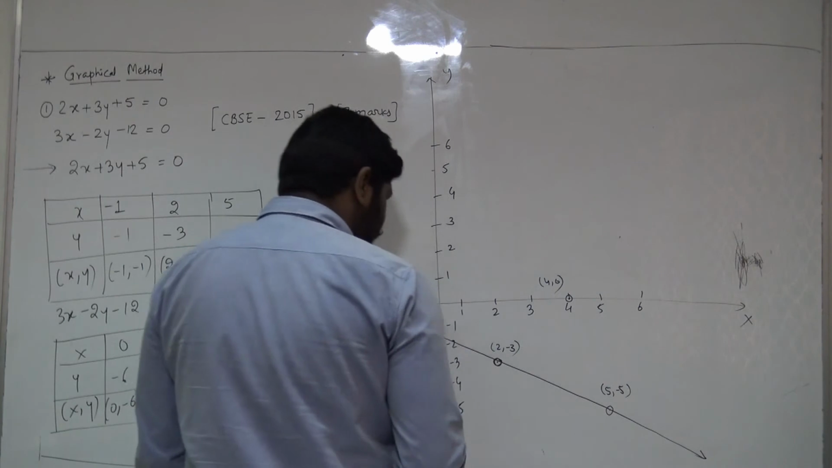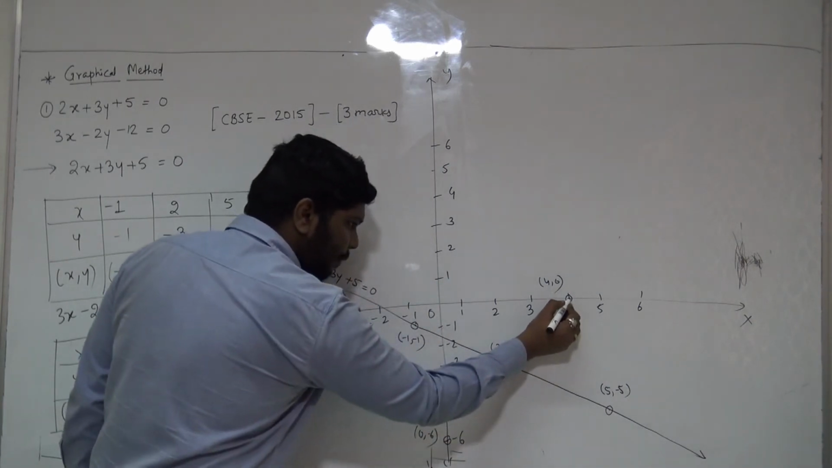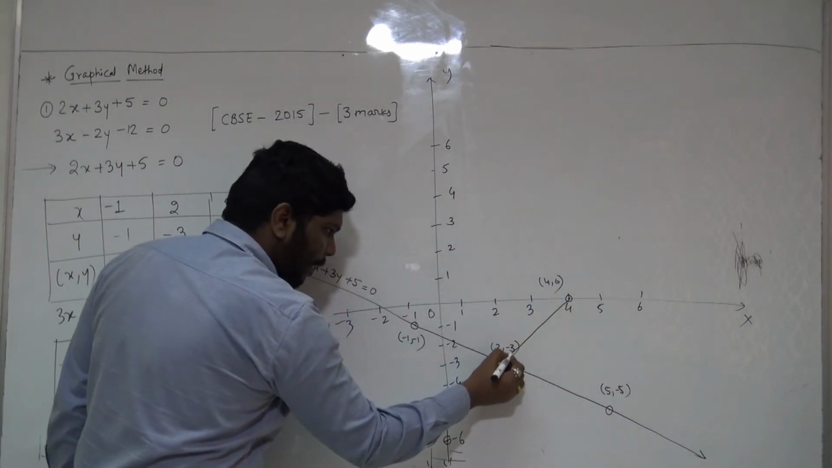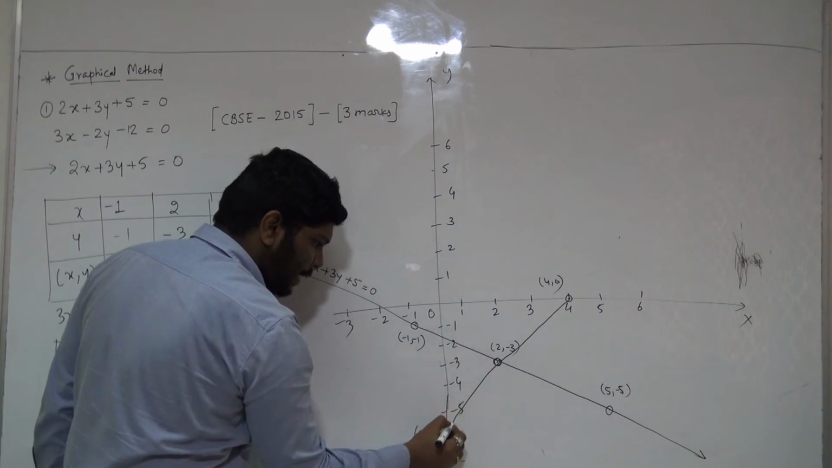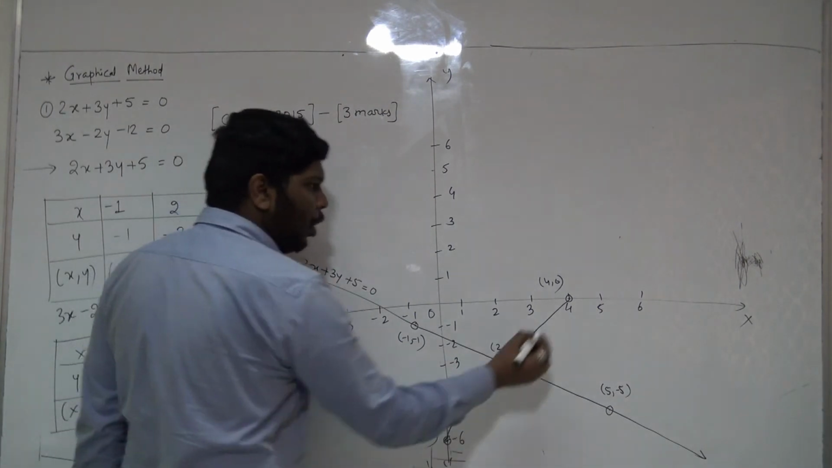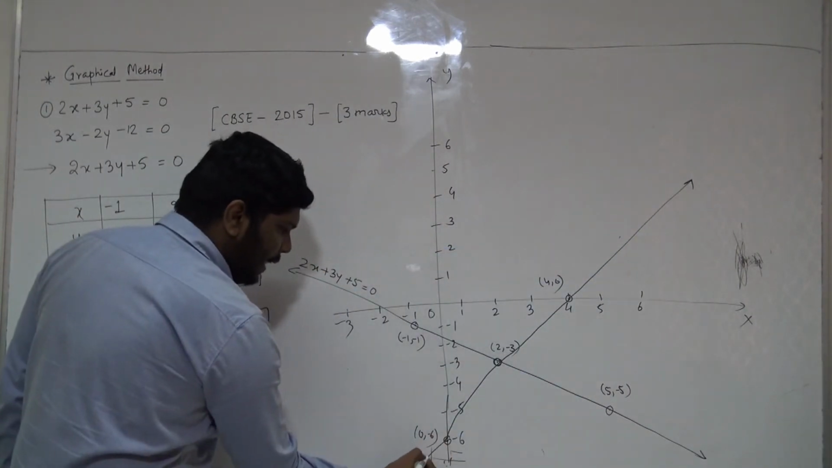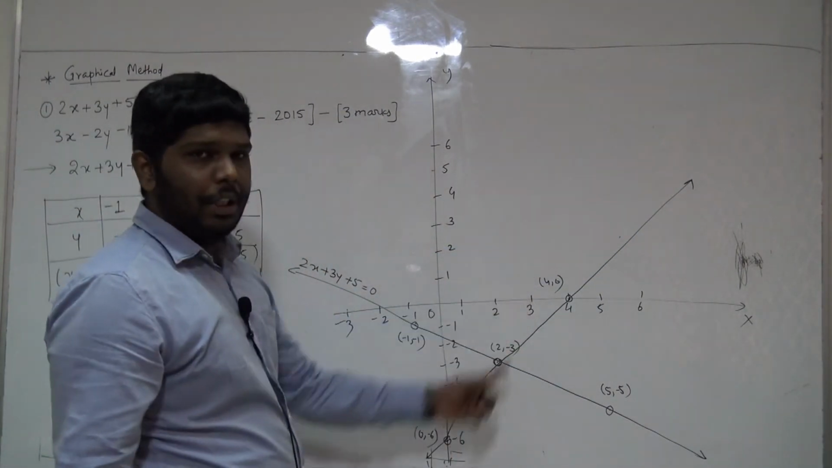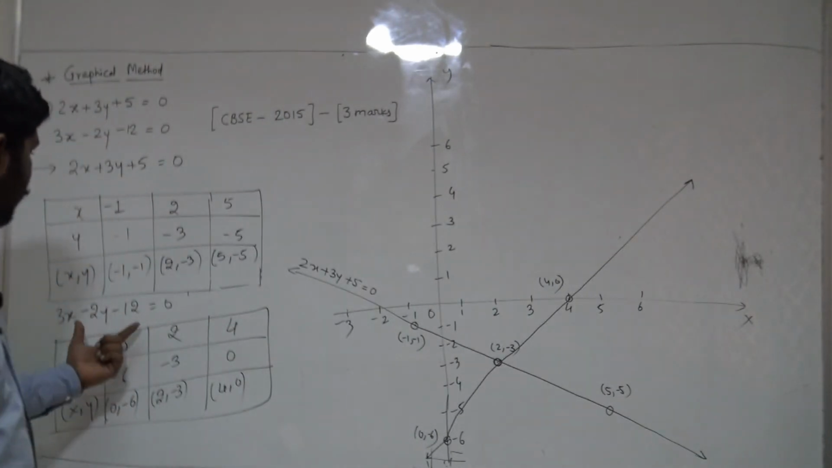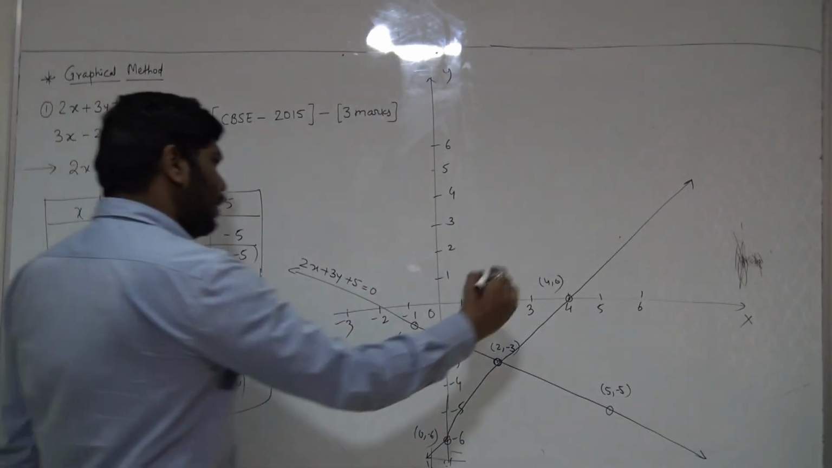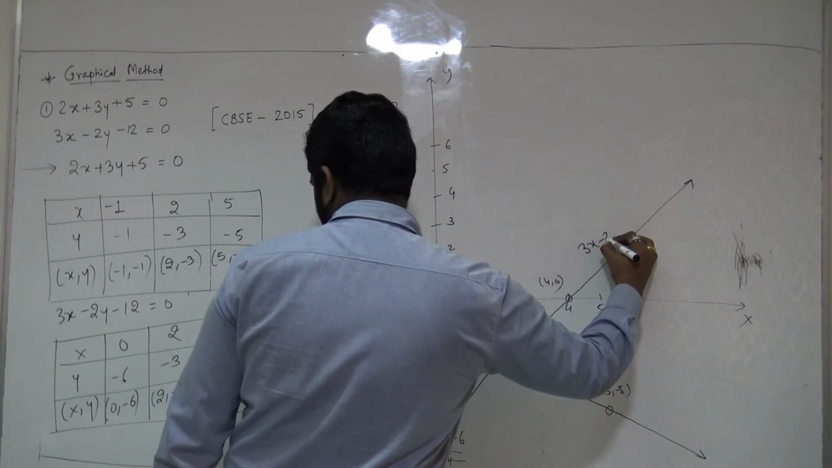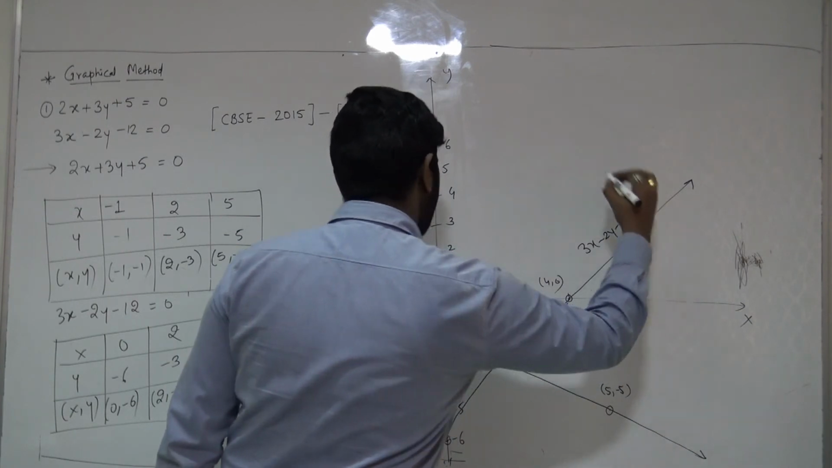Now if you connect these 3 points with the help of a scale, it will pass like this. Now my diagram is not up to scale, but when you draw it on graph paper, it will pass exactly through these 3 points. So what is the last step that you have to do? You have to name the second equation also. So it is 3x minus 2y minus 12 is equal to 0.